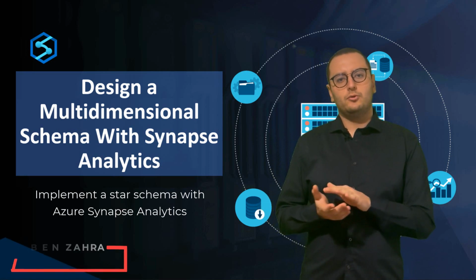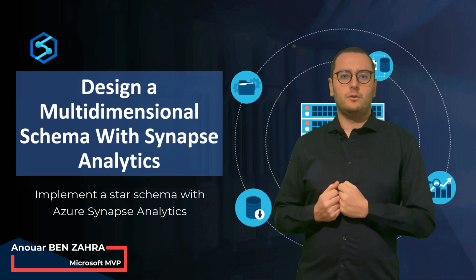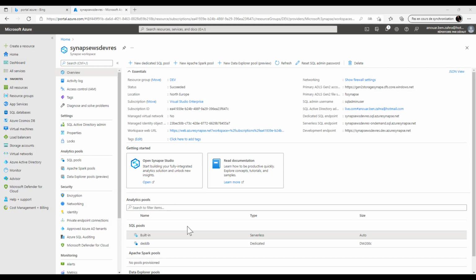In this part, I'm going to show you how to implement the star schema using Azure Synapse Analytics. Now we have created the dedicated pool, and in this dedicated pool, we are going to create a star schema. But first, we are going to create the dimension and the fact table.